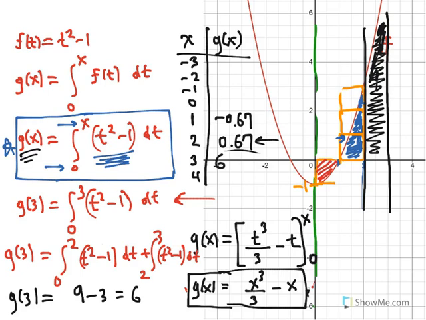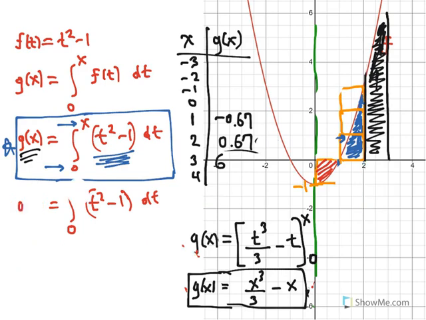So now let's take a look at what g of 0 would be. G of 0 is equal to the definite integral from 0 to 0 of t squared minus 1 with respect to t. And since the lower and upper limits of integration are equal to each other, that would just be equal to 0.